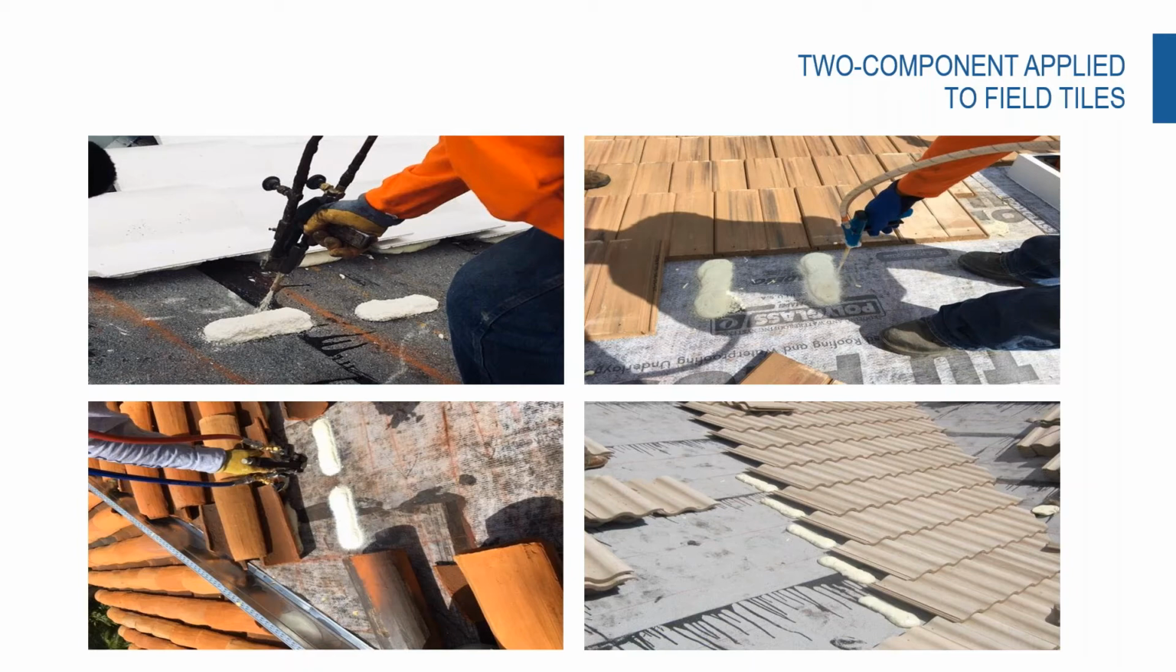On that bottom left corner picture there, you can see that metal hip and ridge member there. Usually you can go straight across that top hip and ridge with adhesive and then set your cap trim tile on top of that.